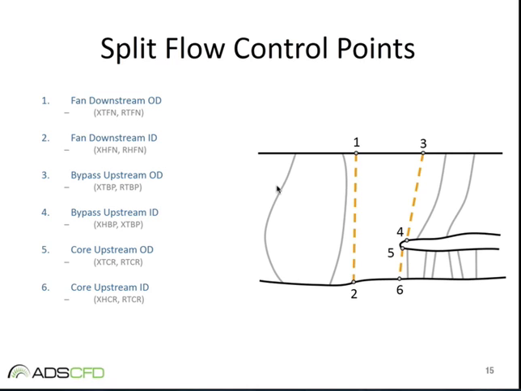Now, moving on to things specific for the split flow, we need to define those interface locations. There are 6 locations that have to be defined: the fan downstream OD location, fan downstream ID location, bypass upstream OD location, bypass upstream ID location, core upstream OD location, and core upstream ID location. These have to be placed in specific points within the AGF file.